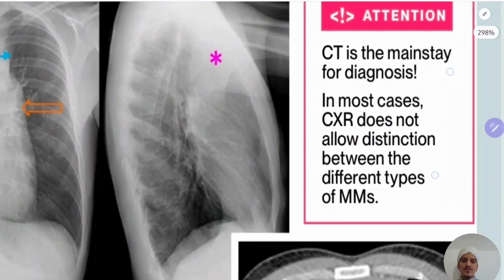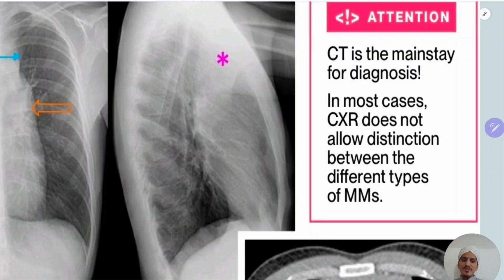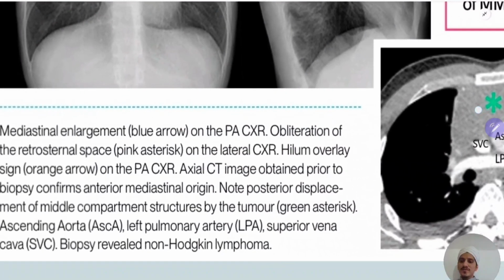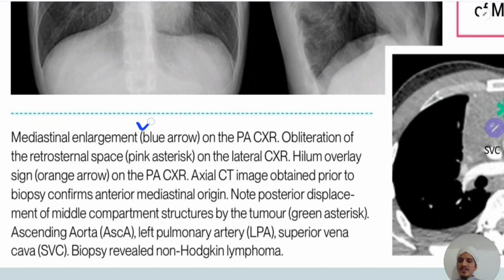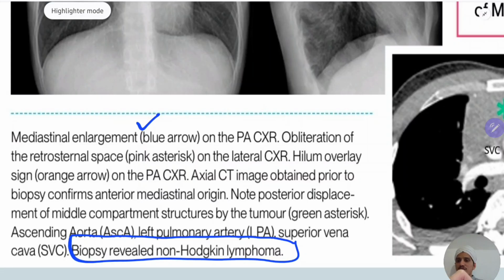CT is the mainstay for diagnosis in most cases. Chest X-ray does not allow distinction between the different types of mediastinal masses. So same thing here. There is mediastinal enlargement on the PA chest X-ray, obliteration of the retrosternal space, pink asterisk, on the lateral chest X-ray, hilum overlay sign on the PA chest X-ray. Axial CT image obtained prior to biopsy confirms anterior mediastinal origin. Note posterior displacement of mediastinal compartment structures by the tumor, green asterisk. Ascending aorta, left pulmonary artery. Biopsy revealed it as a non-Hodgkin lymphoma, terrible lymphoma, the fourth T. So it was a non-Hodgkin lymphoma.